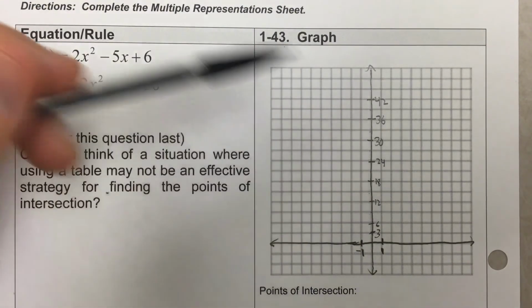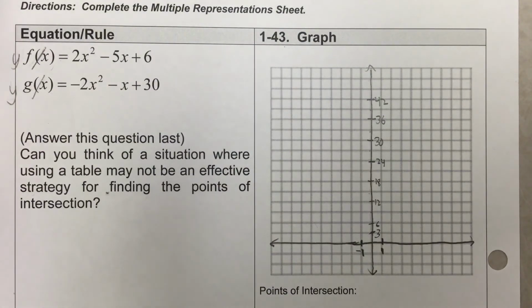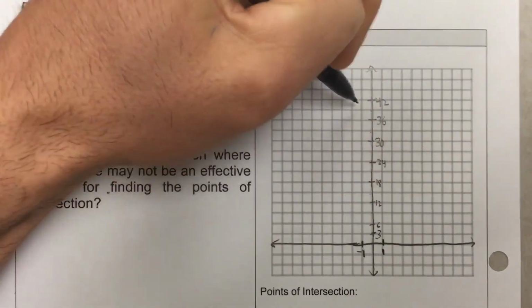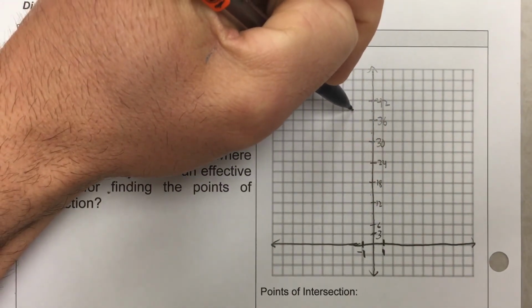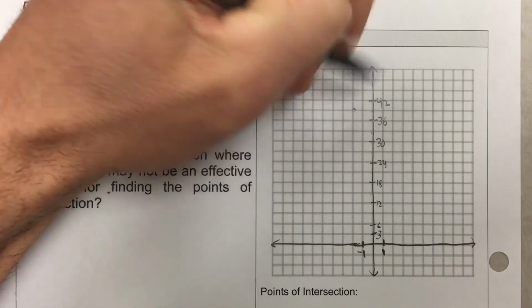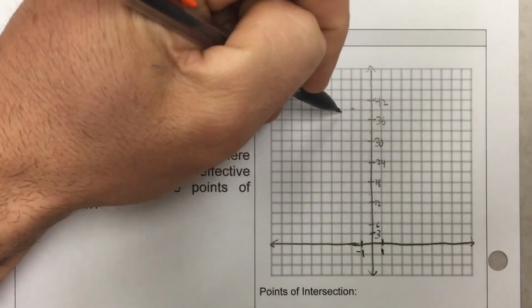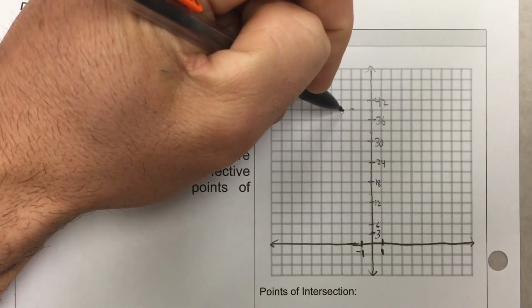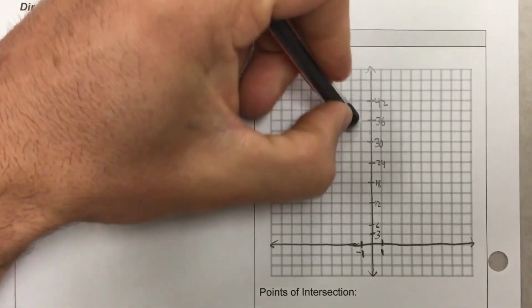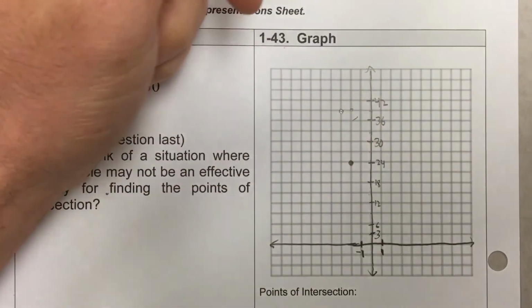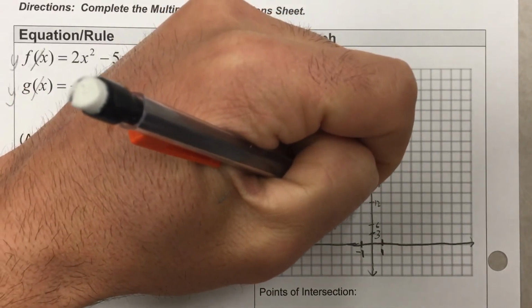Then you're going to plot all those points. So I'll do f of x for you guys just so you get an idea. So negative 3 should be 39, which would be right here. Oh, that's negative 2. Negative 3, 39 is right there. Negative 2, 24 is right here. Negative 1, 13.